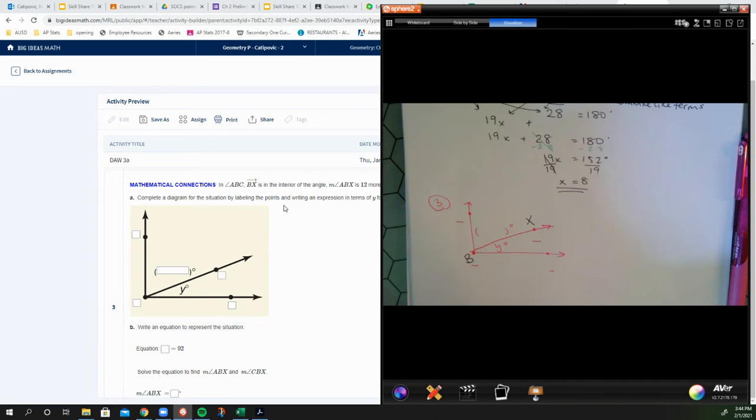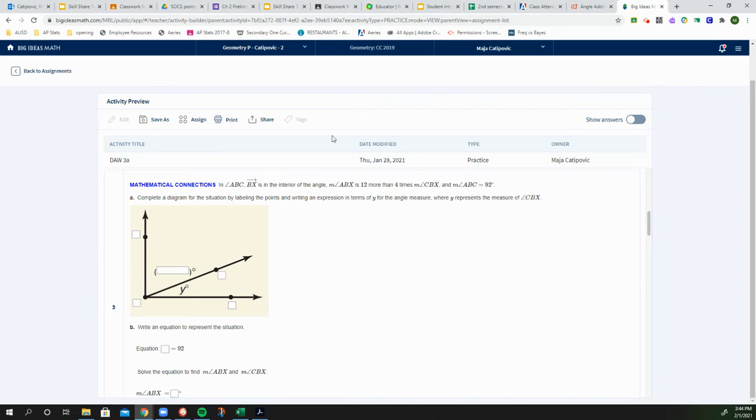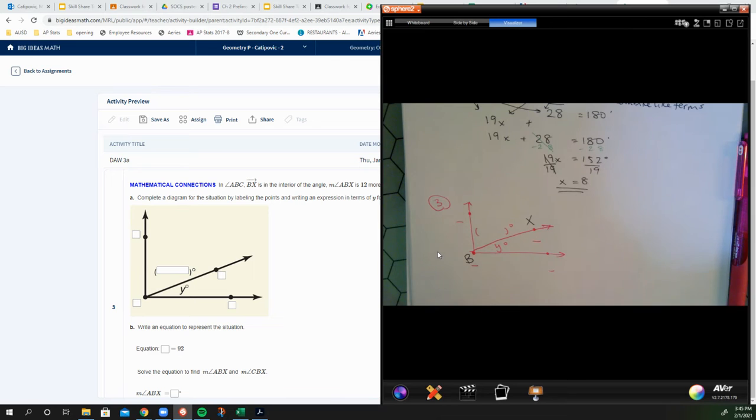Okay. And then it says angle ABX is 12 more than 4 times angle CBX, and angle ABC is 92. So it says complete the diagram. And it says angle ABX is 12 more than 4 times angle CBX. So here's an angle that's already got a label. It's Y. This angle's missing a label. It's going to be an algebra expression. So this is going to be 12 more than 4 times the other angle. So it's going to be 4y plus 12 as information about how big this angle might be.